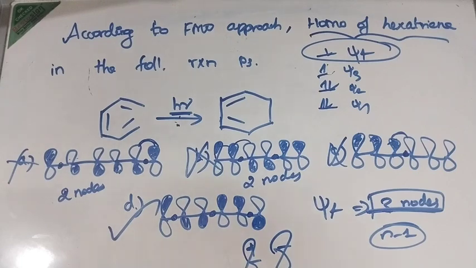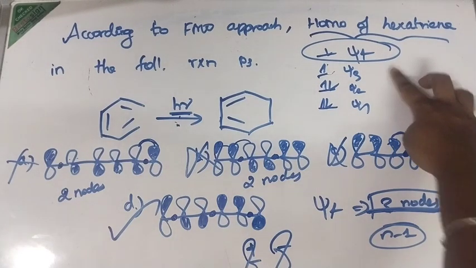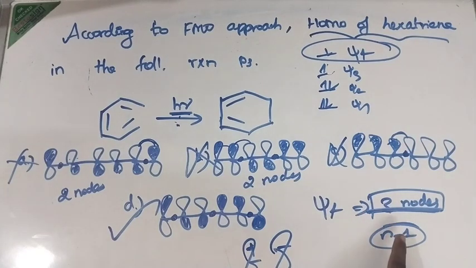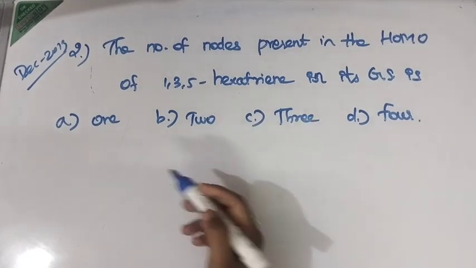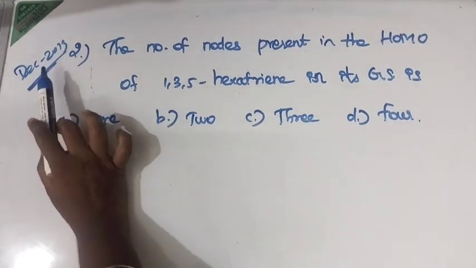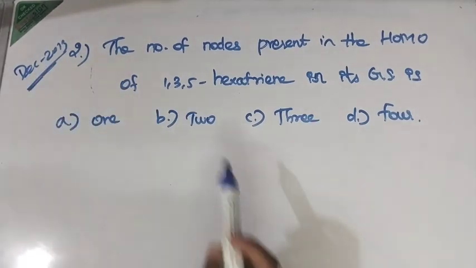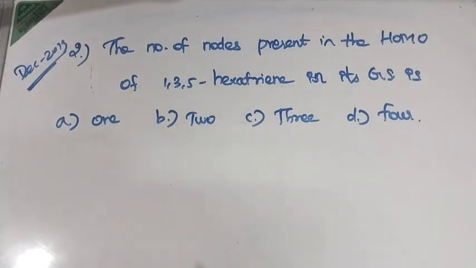First of all, you have to find out which is the HOMO. Then after finding out that psi 4 is the HOMO, we have to calculate the nodes. N-1 is the formula, 3 nodes. Then just look at the options which has 3 nodes. That's the answer. It's very simple, right? The previous question was asked in CSIR December 2017. Now move on to the second question. It was asked in CSIR December 2013. Very simple question, just by reading it you can find out the answer.